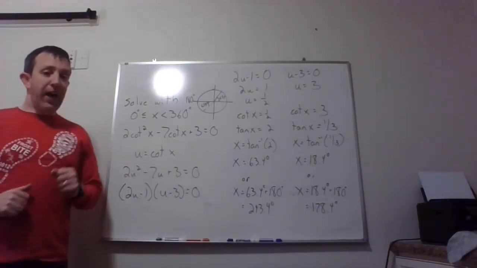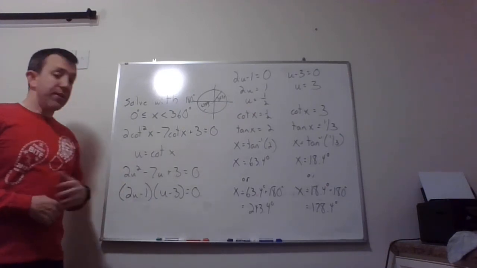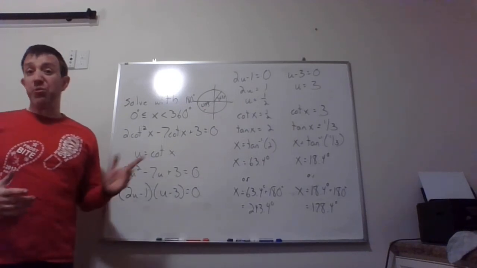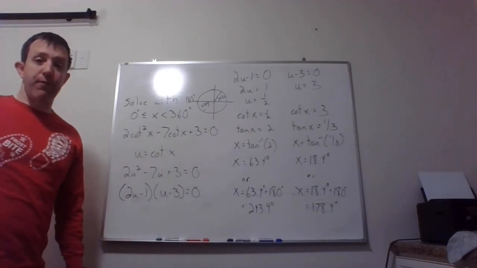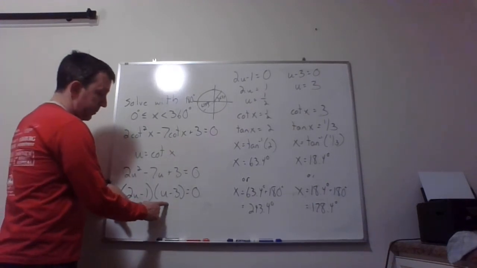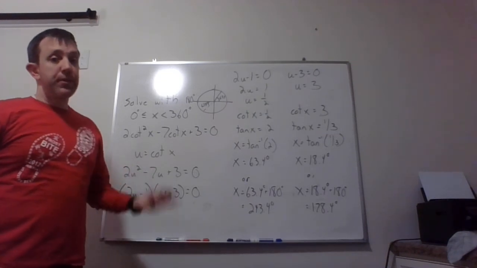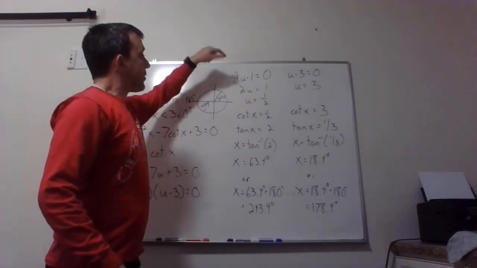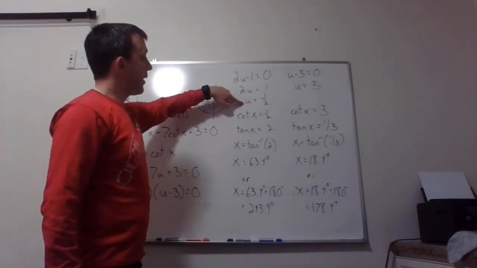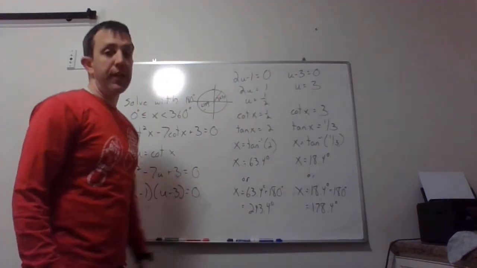So you can see I factored it, but if you wanted to, you could use the quadratic formula on this, and that would work just fine too. I just really didn't think I probably had room to throw the quadratic formula on here. So I factored it, and because I have two things multiplied together that equal 0, I split them up and set them equal to 0 separately. So for the first one, I add 1, divide by 2, and we get u as a half. For the second one, I just add 3, and I get u is equal to 3.